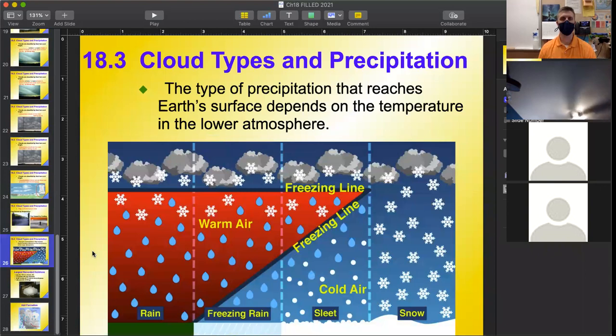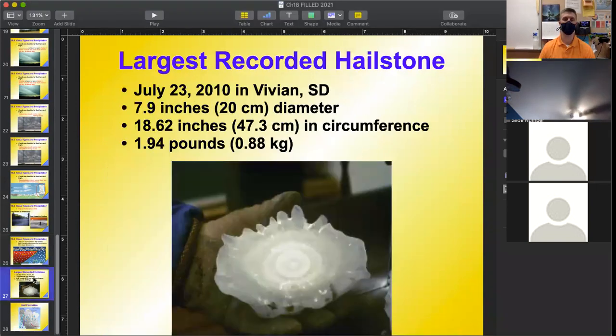This diagram shows different types of precipitation and what actually reaches the surface. It just depends on the last type of air that it goes through. And so if it's warm the whole way, you're going to have rain. If it's cold the whole way, snow. And you have some variations in there depending on how much cold air it's going through, whether you have freezing rain or sleet. So there's that. And then hail.